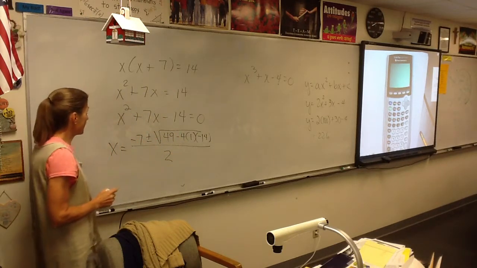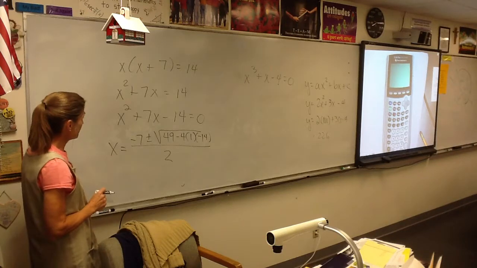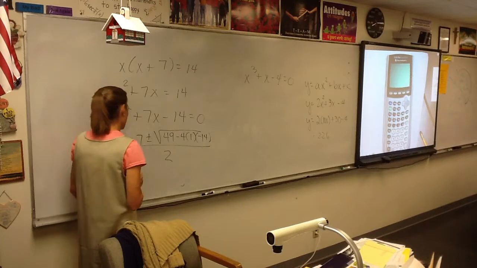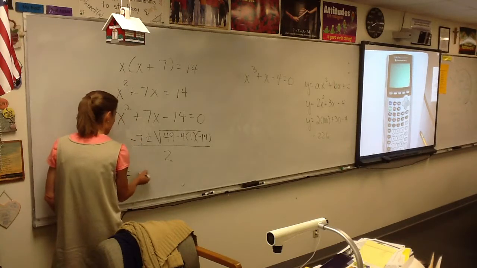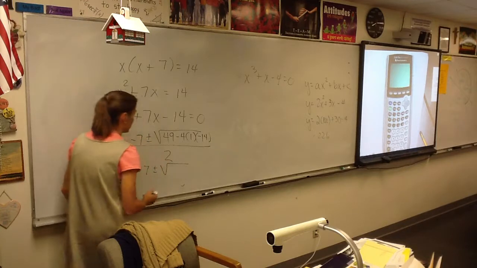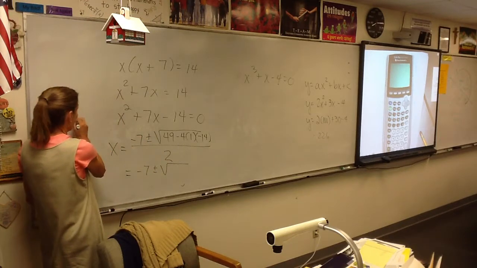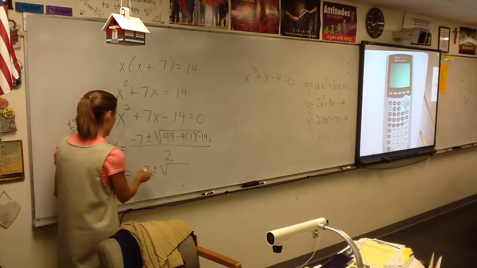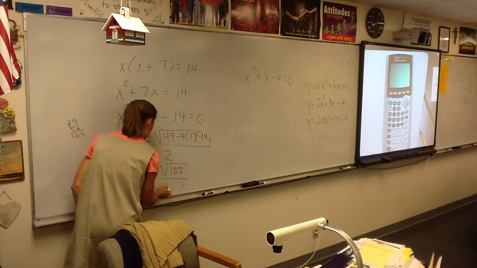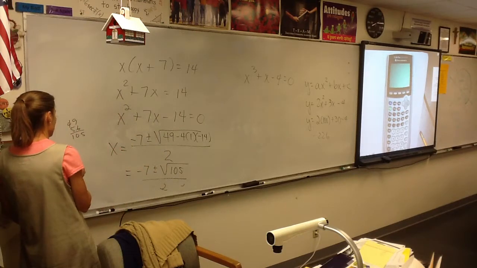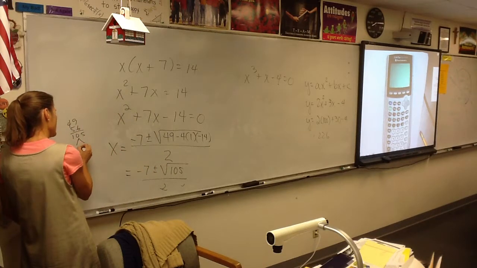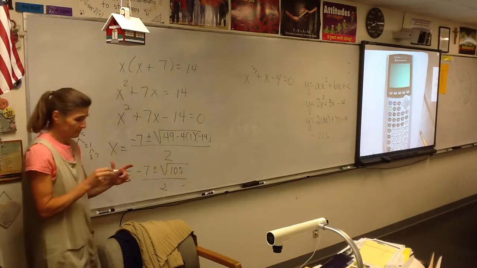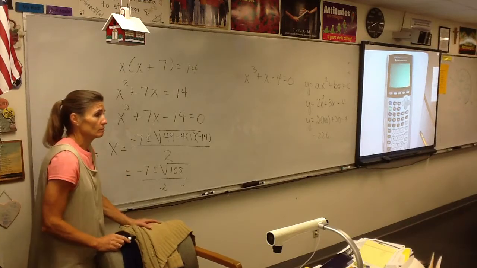So negative b plus or minus the square root of b squared minus 4ac. So let's see, what's that? 49 and 56. Is that 105? Yeah. Does that break down? No. So that would be the answer. Is that pretty easy?